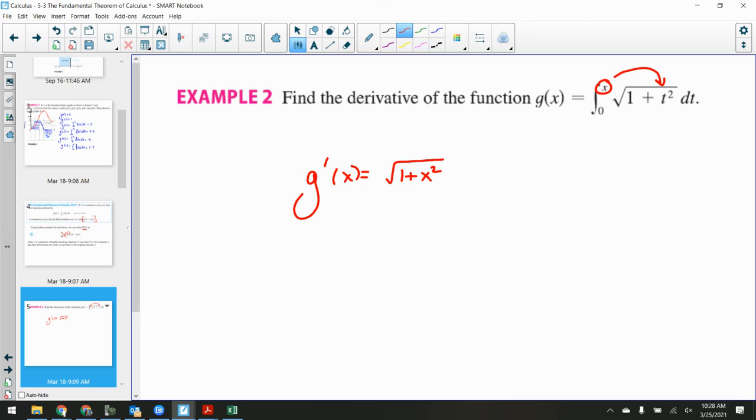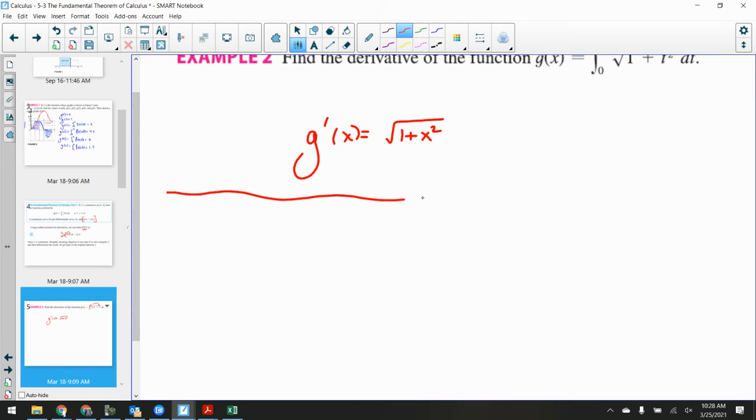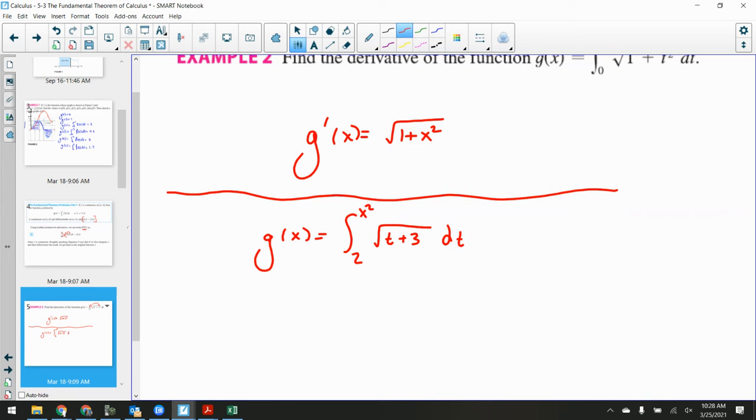Yeah, I'm going to do one more of these. I'm just going to write this in. So you're one of the people that likes to print out my notes. This is not in there. So if I say g of x is the integral from 2 to x squared of the square root of t plus 3 dt, and I wanted to find the derivative of that.